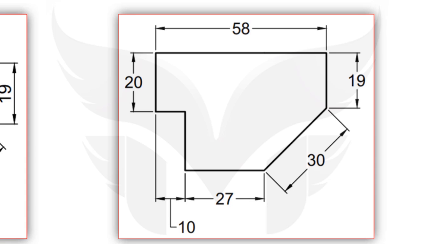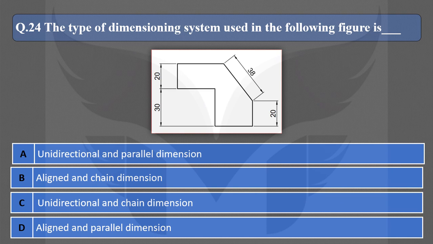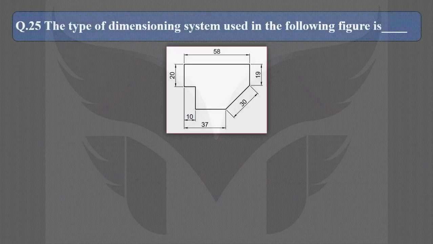Means all dimensions can be easily read only from the front. So by knowing all this, now we can choose the correct option. In this figure, the aligned dimension system is used, as all dimensions are aligned with the dimension line. And also, these 30 and 20 dimensions are given in a straight line like a chain. So here, the correct option is B, align and chain. Let's move on to the next question.